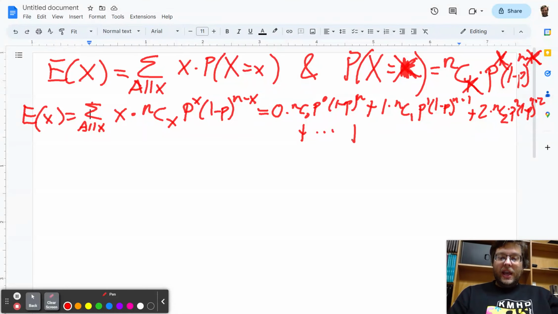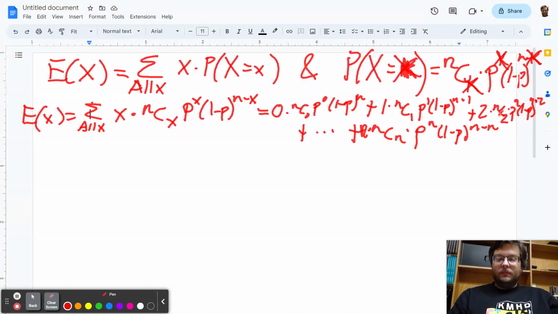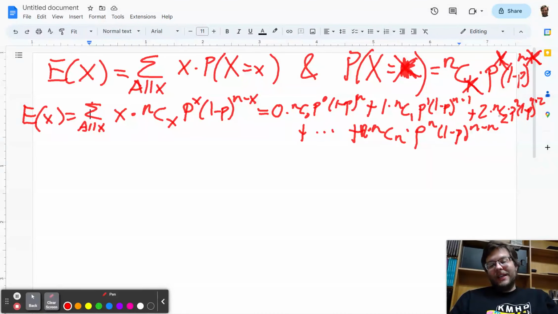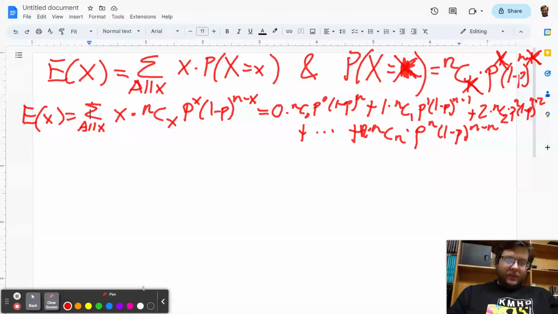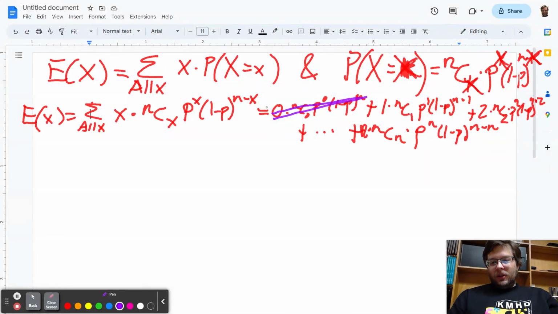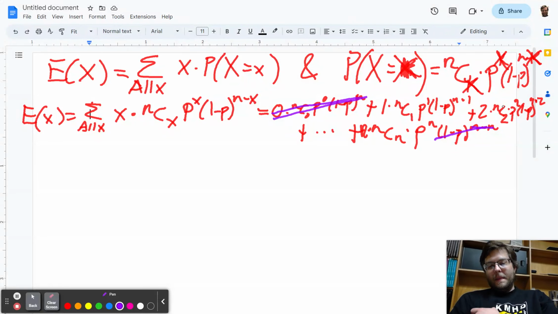All the way up to the very last possibility, that you get all heads, or you get all successes. So we have n times n choose n times p to the n times 1 minus p to the n minus n. There's a lot of stuff that actually cancels out and simplifies here. First thing I want to do is cross off the 0 term, because that's equal to 0 anyway. And the other thing that's gone is that n minus n is 0, which means this 1 minus p is really just 1 at the first power.